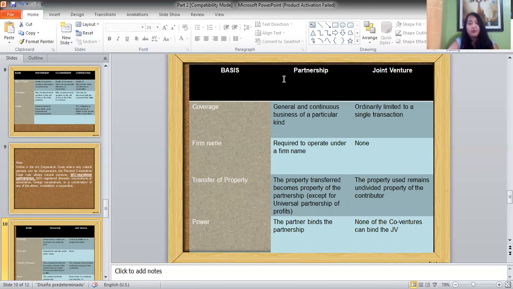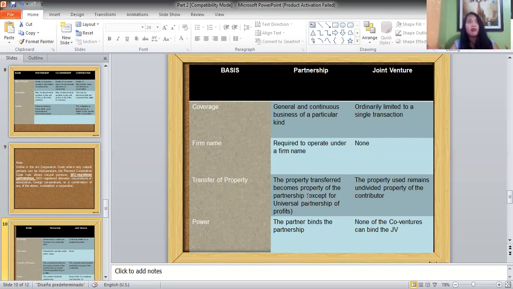Firm name: partnership required to operate under a firm name. ABC Partnership. Or, di ba, yung SGV and Co. Partnership yun, guys. Joint venture: none. Walang firm name. Transfer of property: partnership. The property transferred becomes property of the partnership, but except for universal partnership of profits. I-discuss natin yan later.